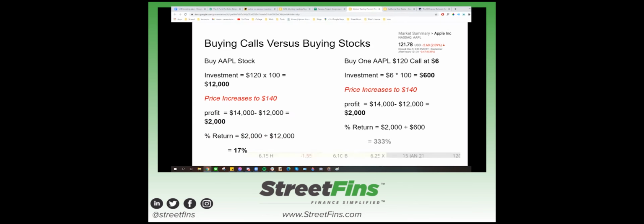So for example, if you want to buy 100 shares of Apple stock, then your investment amount will be $12,000, and maybe a week later the price will increase to 140, and your profit will be $2,000, and your return thus will be 17%. But if you buy one Apple 120 call at 6, your investment will only be the cost of buying the option, $600. So when the price increases to 140, then you can choose to exercise the option and get a return of $2,000, which is 333%.